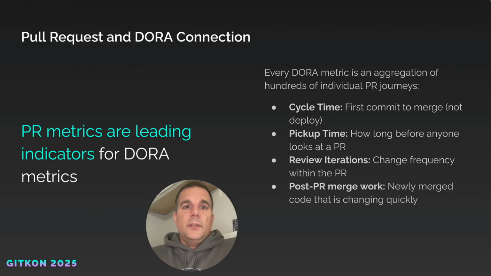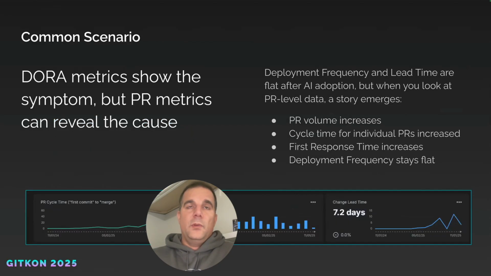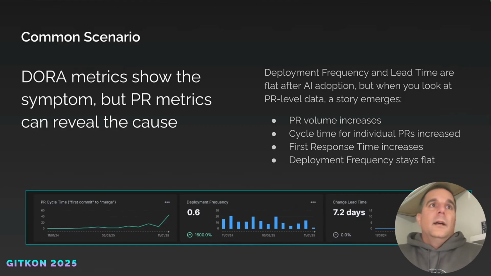Really, I guess the takeaway here is, these PR metrics can be the leading indicators for your DORA metrics, which would drive those trends you see in DORA. I mentioned that common scenario, right? DORA is showing the symptom, but PR metrics can reveal the cause. You get a lot more PR volume, you get cycle time going up, you get first response time going up, but your deployment frequency is staying flat, right? We're not shipping code out any faster, but we are creating a lot more code. And that's telling the story that AI has accelerated our code generation, but our review capacity has stayed the same. And that's where the bottlenecks are going to come in.